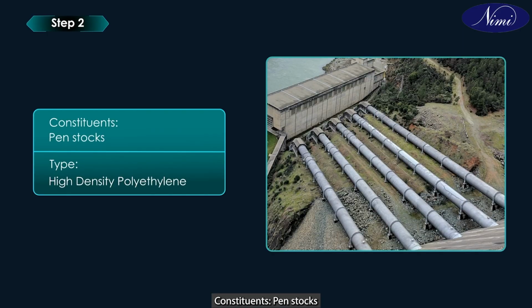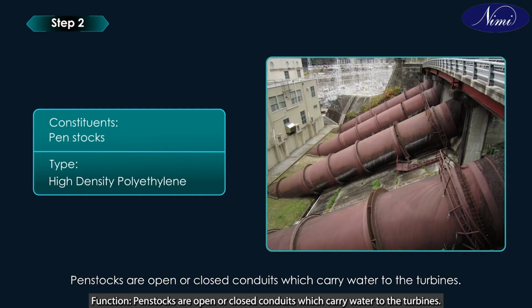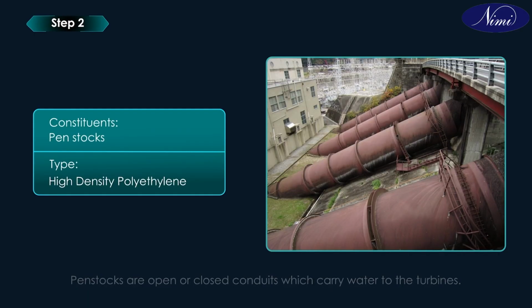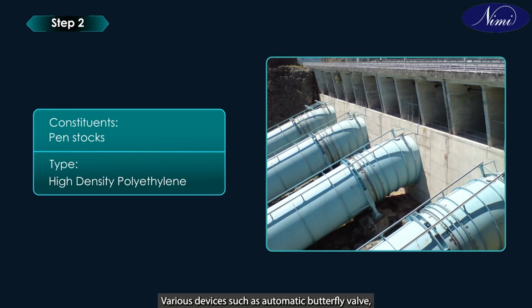Constituents: penstocks. Type: high-density polythene. Function: penstocks are open or closed conduits which carry water to the turbines. They are generally made of reinforced concrete or steel. The thickness of the penstock increases with the head or working pressure. Various devices such as automatic butterfly valve, air valve, and surge tank are provided for the protection of penstock.